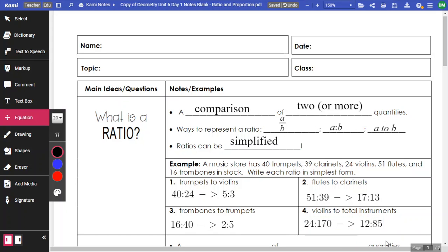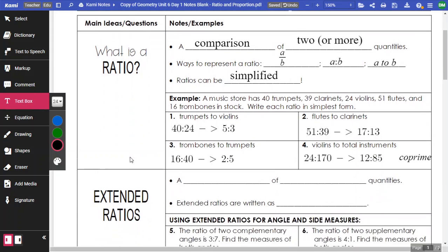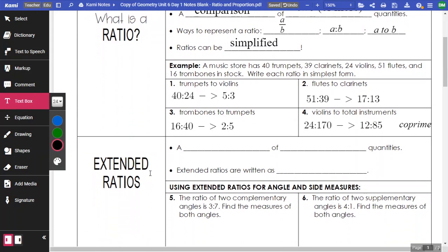These two numbers are what's known as coprime, which means that their greatest common factor is 1, and that means that we're done with the ratio. The final ratio here is 12 to 85. Okay, let's move along and look at extended ratios.